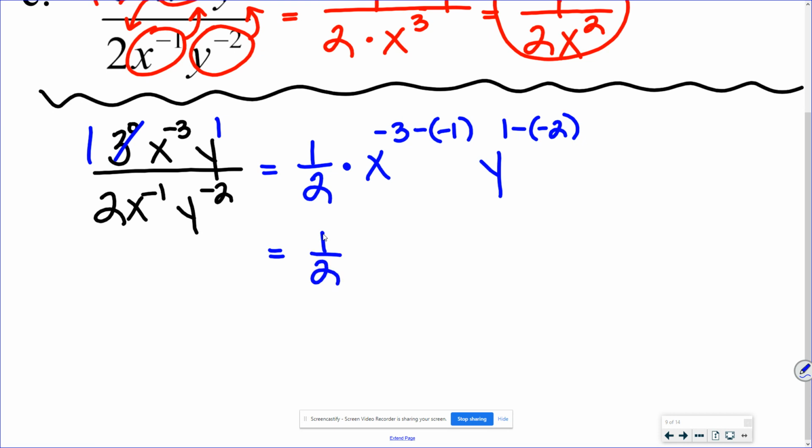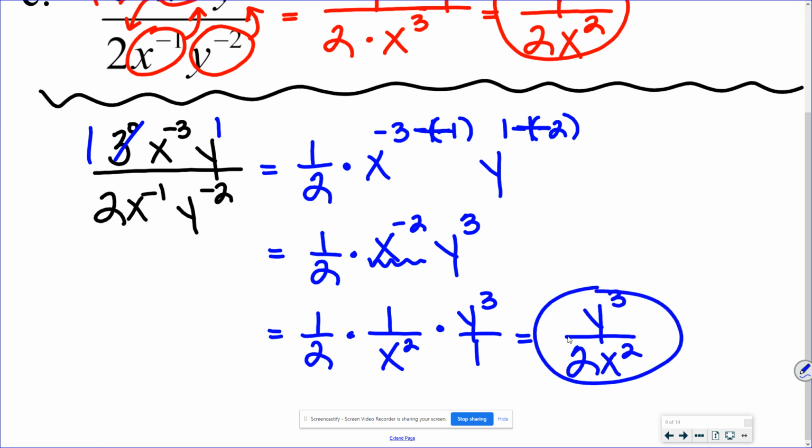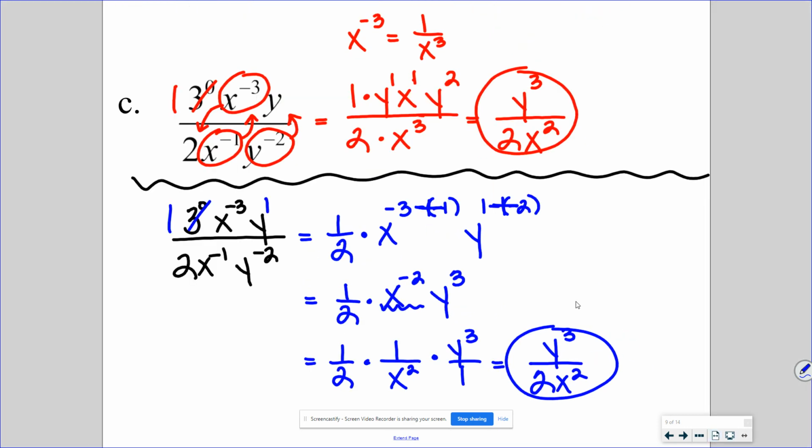So you have 1/2 x, this would be a plus, so this would be x to the negative second, and then over here would become a plus. That's going to make it y to the third. And then remember, anything that has a negative power is equal to 1 over that amount. So this would be 1 over x squared. And then top times top, bottom times bottom to finish this up. Okay, again, either technique works. Both give you the same result, so you can choose whichever way you like better.